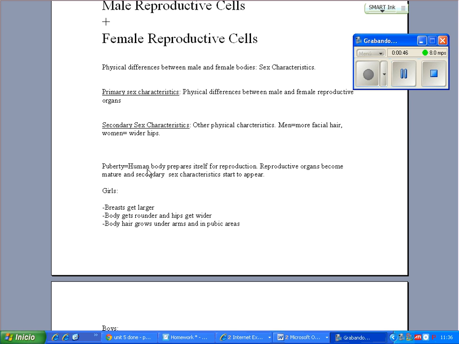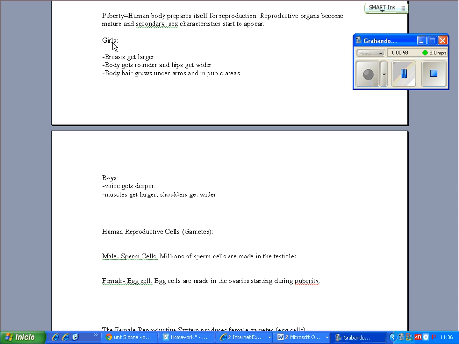Puberty is when the human body prepares itself for reproduction. Reproductive organs become mature, and secondary sex characteristics start to appear. Some examples of secondary sex characteristics in girls are that breasts get larger, the body gets rounder, the hips get wider, and body hair grows under the arms and in pubic areas. In boys, the voice gets deeper, muscles get larger, and shoulders get wider. Also for boys, body hair grows under his arms, on his chest, and in his pubic area. Facial hair also grows on his face.